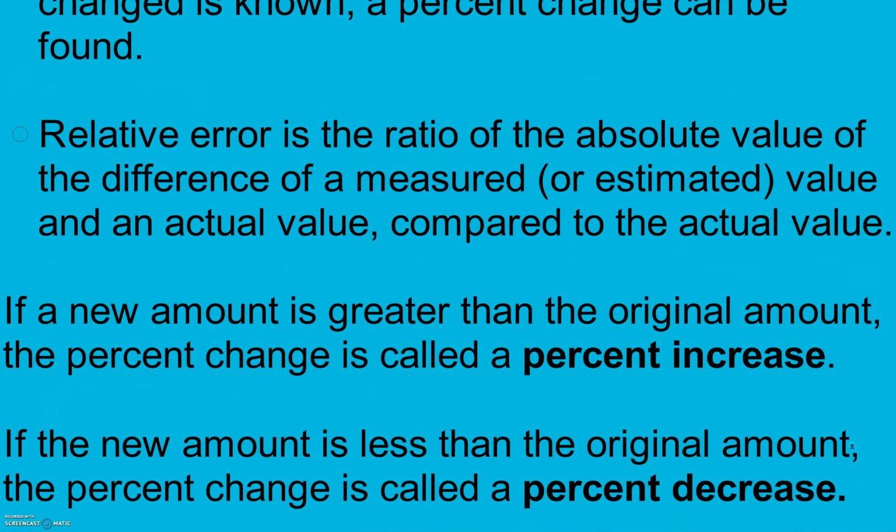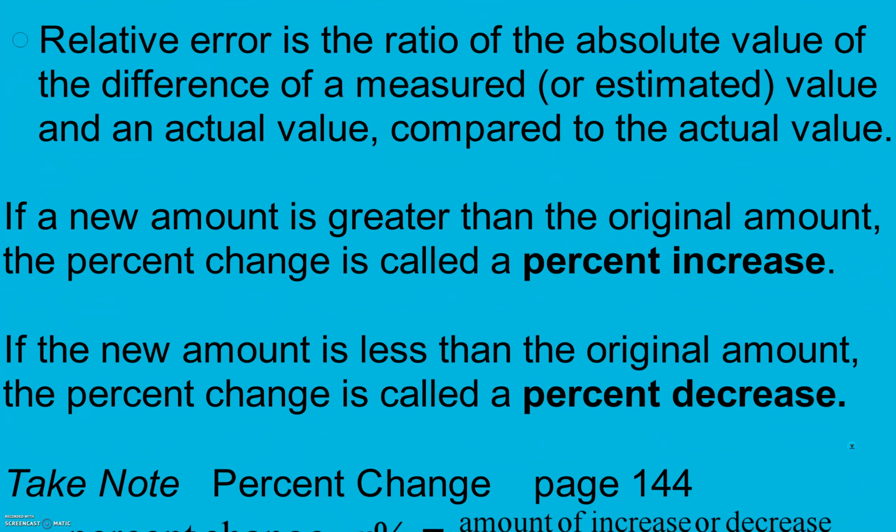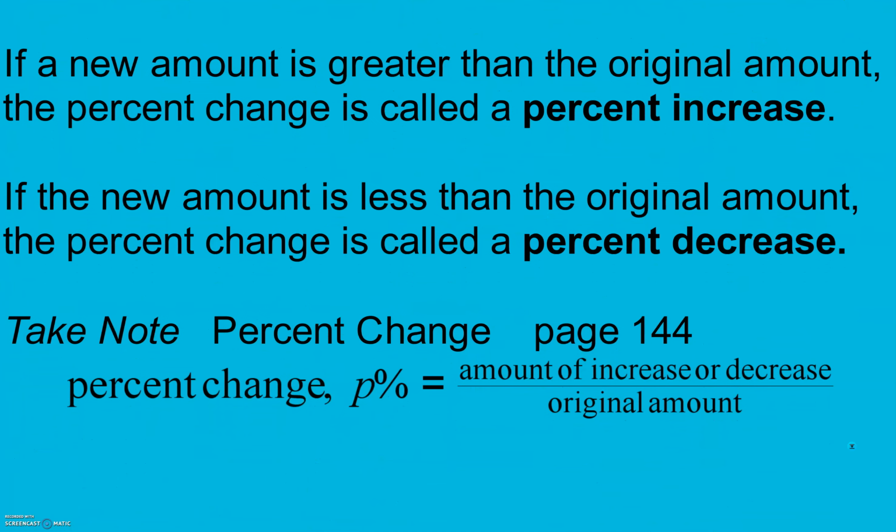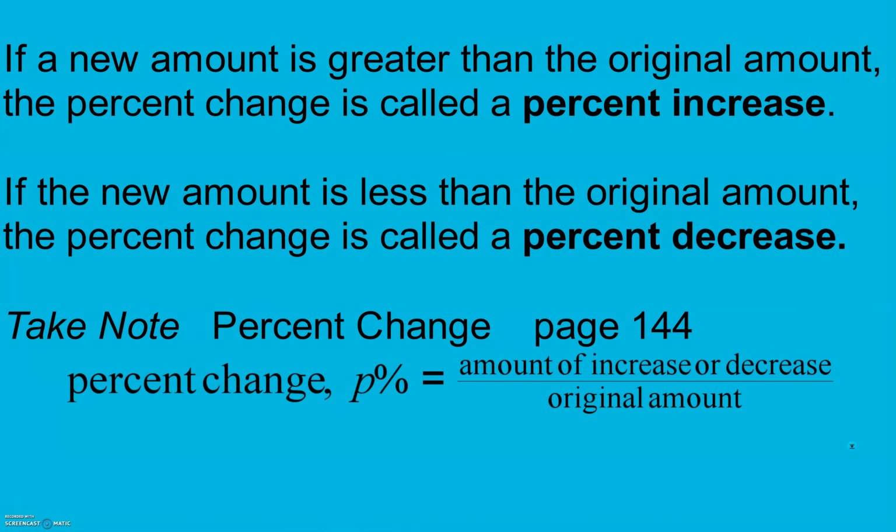If a new amount is greater than the original amount, the percent change is called a percent increase. And if the new amount is less than the original amount, the percent change is called a percent decrease. If we look at the take note on page 144, it tells us percent change is the ratio of the amount of change to the original amount. So it's going to be the amount of increase or decrease divided by the original.